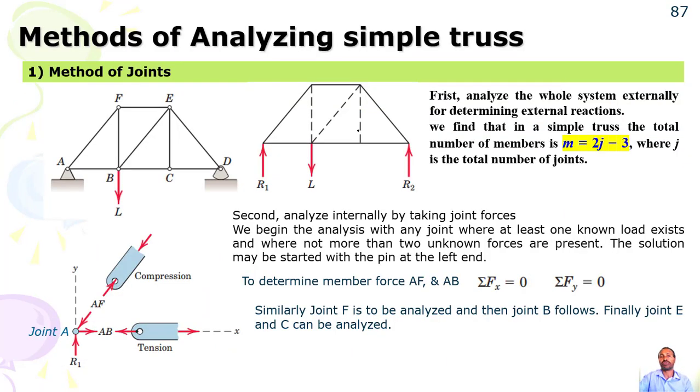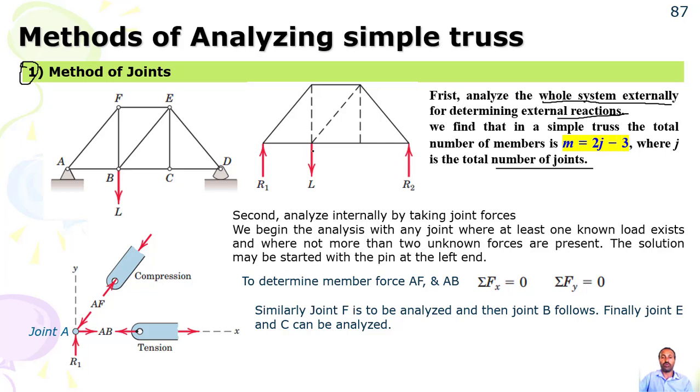Let us see the methods of analyzing a simple truss. The first method is the method of joints. For example, you have such a structure, which is a truss. Then you can draw the free body diagram externally for the system as a whole. Then we find that in a simple truss, the total number of members is equal to 2 times the number of joints minus 3, where J is the total number of joints. We can check this one. If you have an extra member, you can assume zero force.